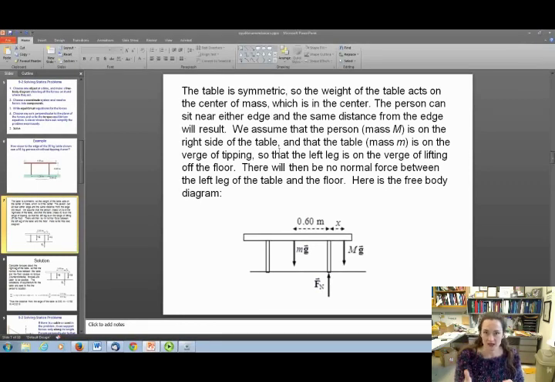So the normal force on the right leg is a big number, but the normal force on the left leg is 0 because it's just getting ready to tip. Okay? So the person I've drawn with a big mg for the free body diagram for that person acting at some distance x from the edge, and then you have a large normal force on the right leg, but nothing on the left leg. And so that's the free body diagram for my table.